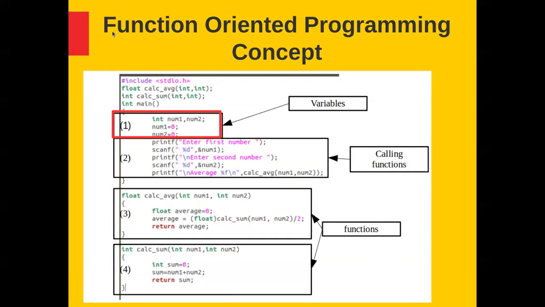First, we are looking at what the function-oriented programming concept is. Actually, C programming is function-oriented programming. I think you know in lab 2, we have done functions. Here, in C programming, the main function is there. This part is calling a function. There are 2 functions here.